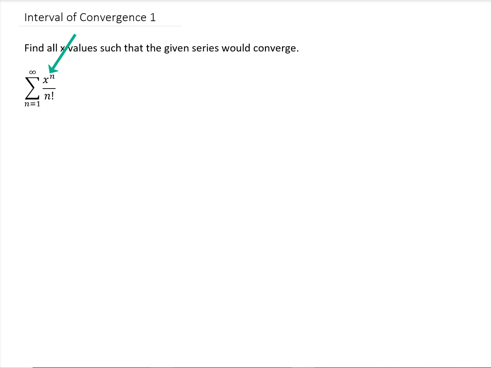For example, if I plug x equals 0 into this series, every single term in the series goes to 0. And I would get 0 plus 0 plus 0 an infinite number of times, and that series would converge to 0. The question is now, what are the other x values I could plug into this series that would give us a converging series?